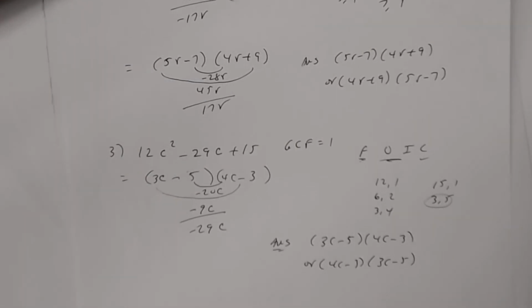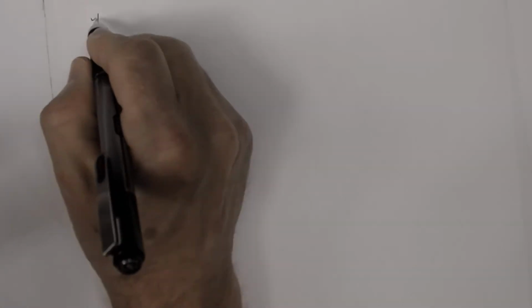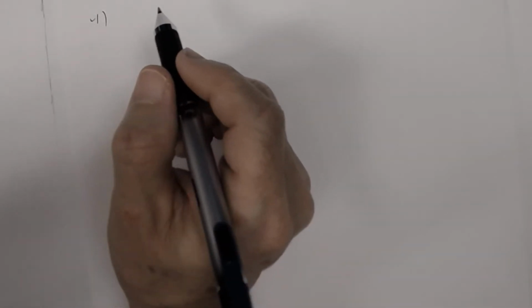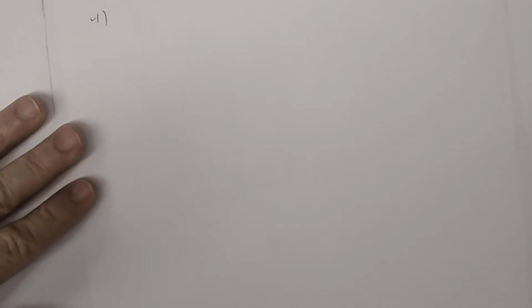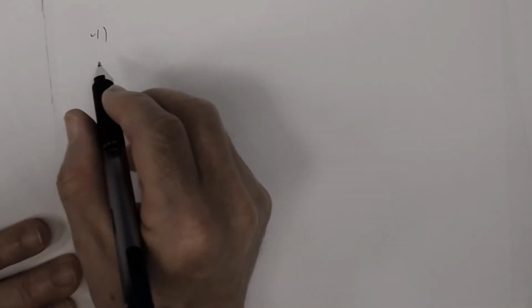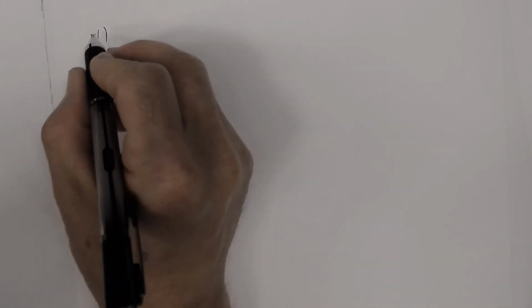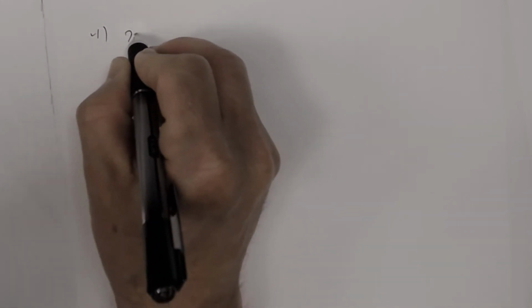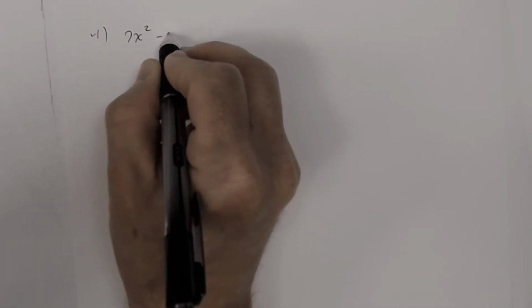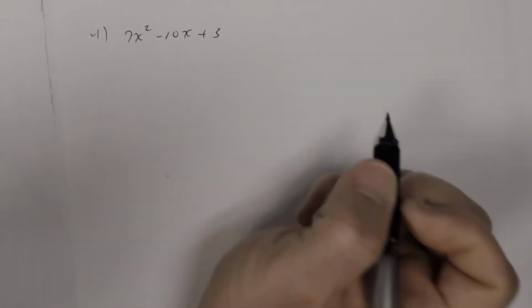All right, so that was number 3. Let's look at number 4. Okay, so number 4. With the previous lesson and with this lesson, you should be getting the handle on how to strategically factor these without too much difficulty. All right, so this is number 4. Let's suppose we have 7x squared minus 10x plus 3.